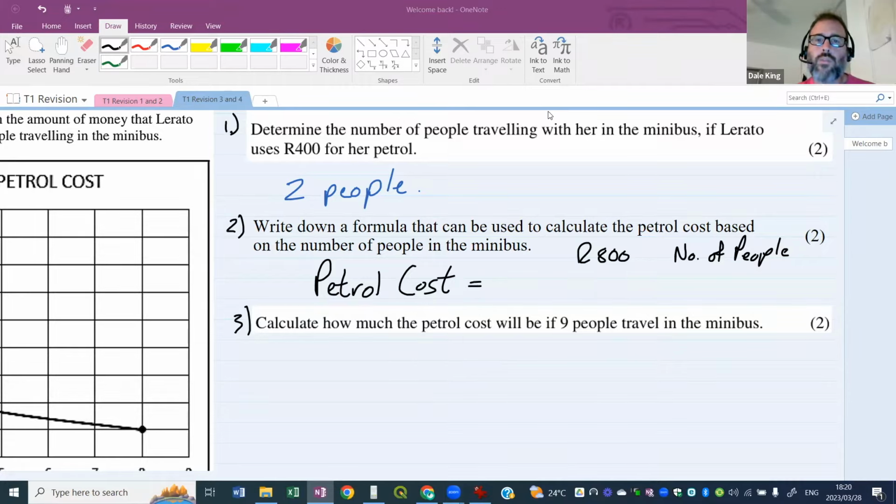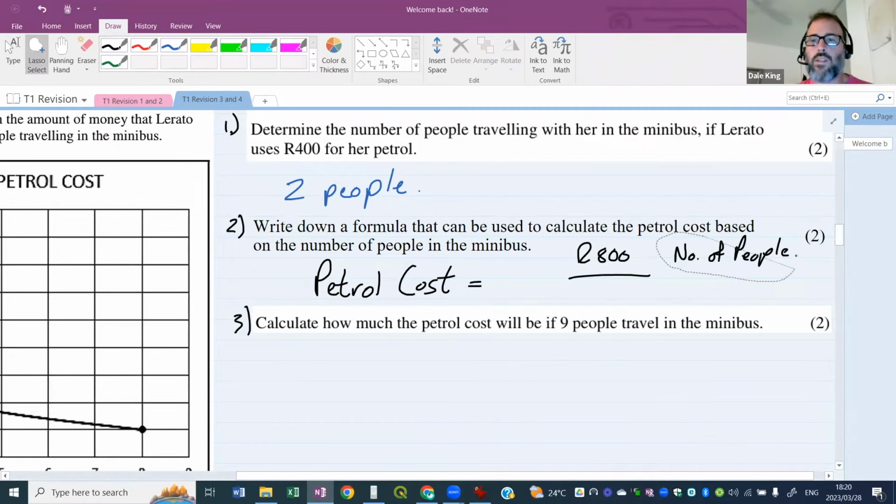All right, Sambulo. Very good. Very good. There we go, Latabo. Nice and typed out. But see, it took a while. You guys are typing these things out. Very good. So we're going to divide. Okay. So we take the 800 and divide by the number of people.